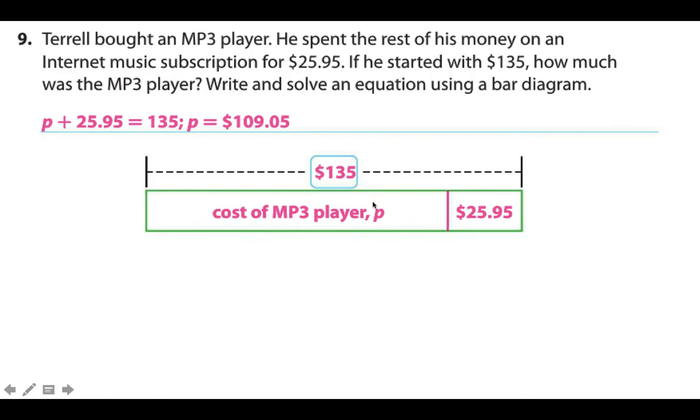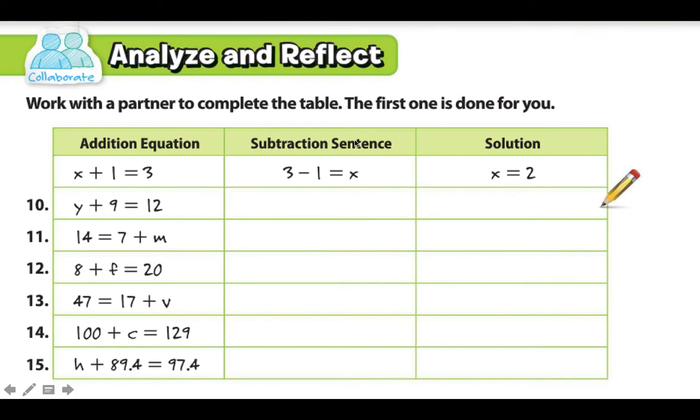Now, using the bar diagram, we've got a P and $25.95 representing the total. So our addition problem would be P plus $25.95 equals $135. Now remember, to solve, we're going to take away $25.95 from $135. And when we subtract, we get $109.05. So the MP3 player, or P, is equal to $109.05.